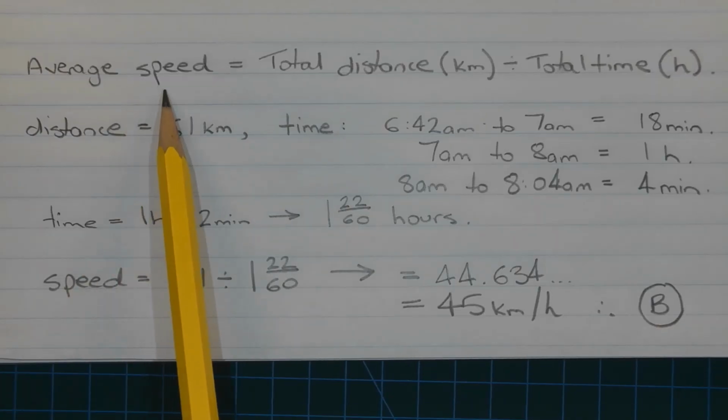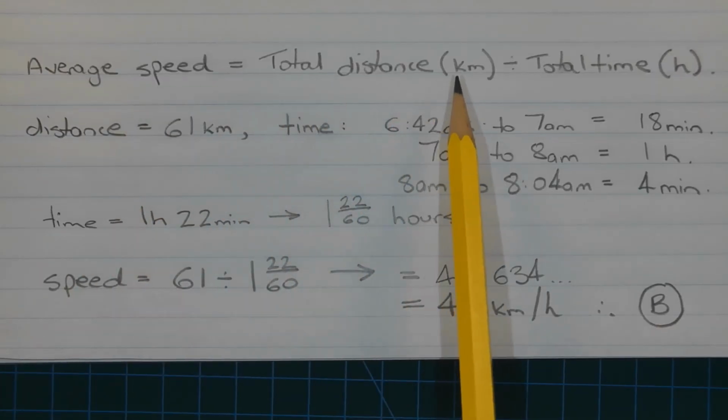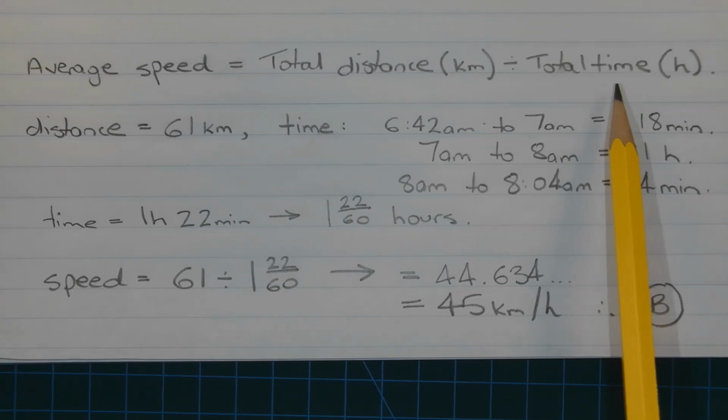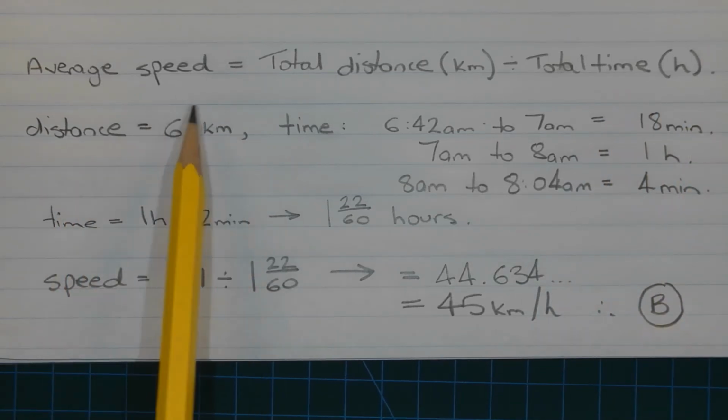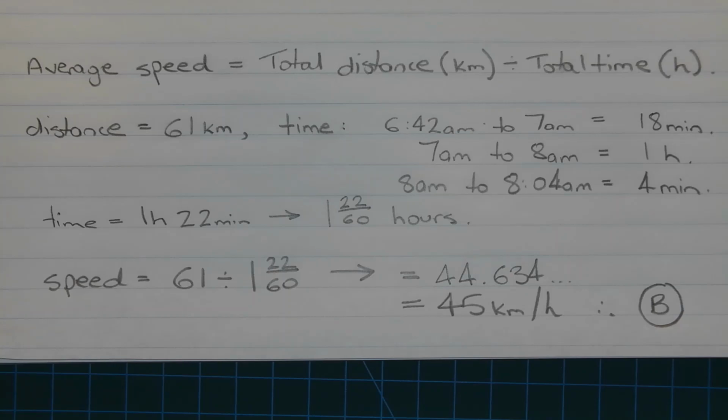The average speed is given by the total distance in kilometres divided by the total time in hours. Now the distance is quoted as 61 kilometres in the question, so we don't need to do anything there. But we do need to work out the total travel time from 6:42 a.m. to 8:04 a.m. in hours.